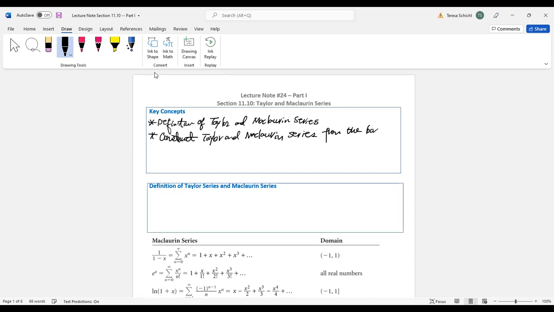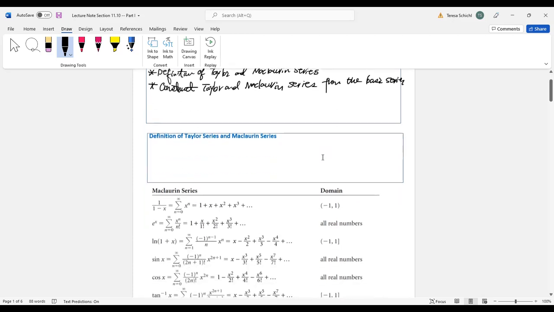For the next part, we're going to talk about the Taylor polynomials and the remainders of the Taylor series. But for this part number 1, we're just going to start out very basic. We're going to talk about the definitions, what we define, and how we mechanically construct it.